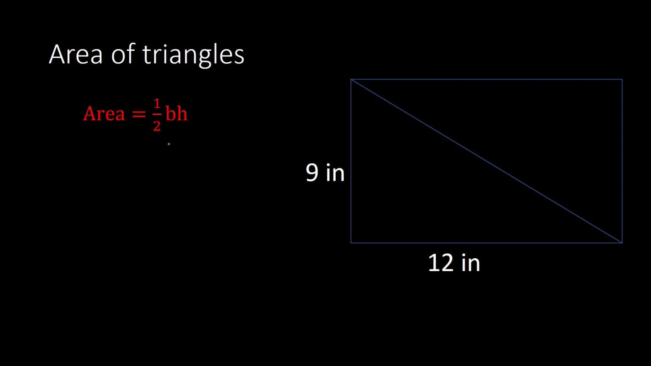So here we have 1/2 times 12 times 9. So 1/2 times 12 is 6. 6 times 9 is 54. So the area is 54 inches squared.